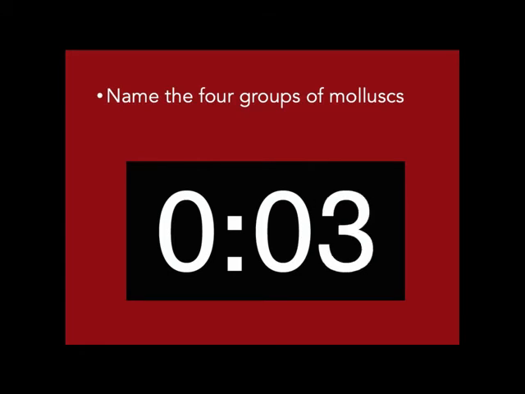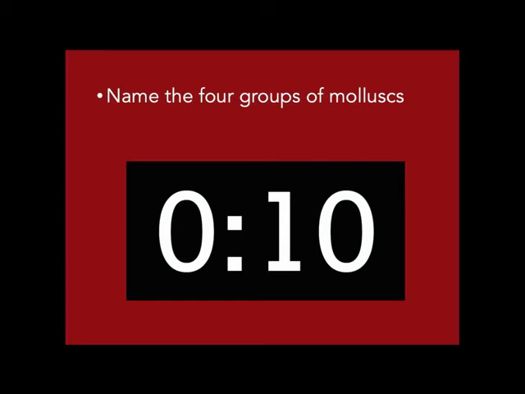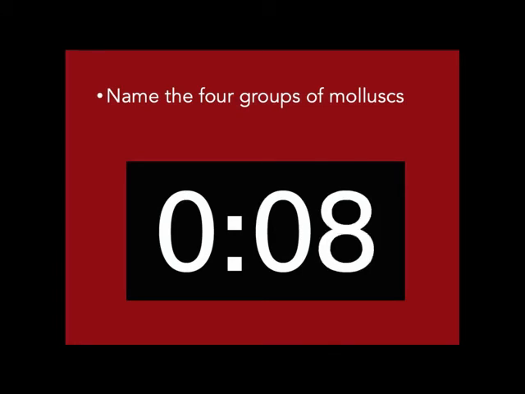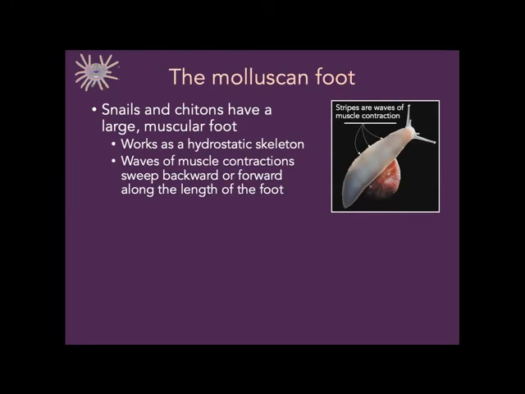Alright, so the snails and the chitons have a large muscular foot they use to stick to surfaces, and they're able to use waves of contraction to sweep forward or backward along the length of the foot. You can see those striped lines on the foot of that snail there, and those muscles are flexing against the fluid inside the foot to be able to scrunch around in the ground.